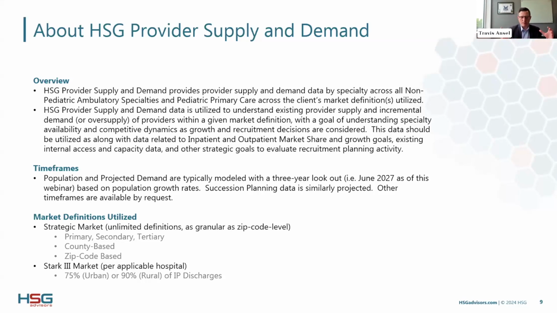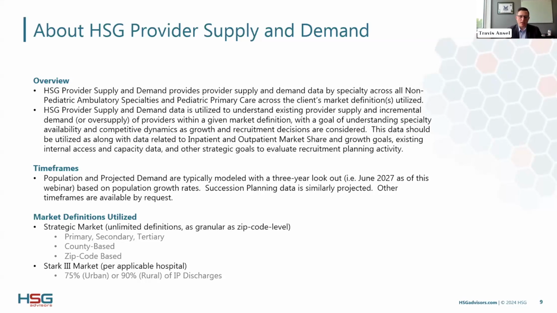focused on what populations exist in the market and how many physicians or advanced practice providers are within the market serving that population. So when we do provider supply and demand, it's all non-pediatric ambulatory specialties, meaning we can, but we don't typically go into things like pediatric cardiology or pediatric nephrology. But we do look at pediatric primary care.